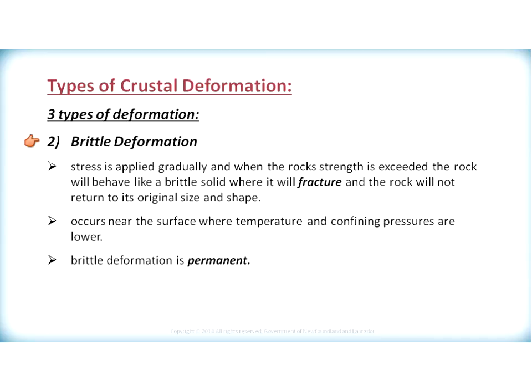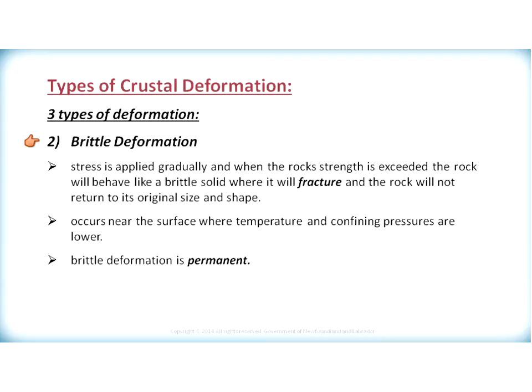The second type of deformation is brittle deformation. Brittle deformation results when stress is applied gradually and when the rock's strength is exceeded, and the rock will behave like a brittle solid, where it will fracture and the rock will not return to its original shape and size.